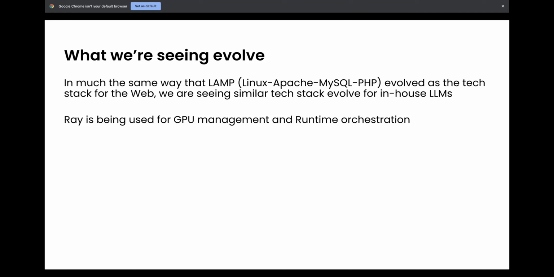Our observation is that in this upcoming evolving standard stack, Ray is being used for GPU management and runtime orchestration. This is what, for example, OpenAI has been doing for their large model training, and many smaller companies are also doing.